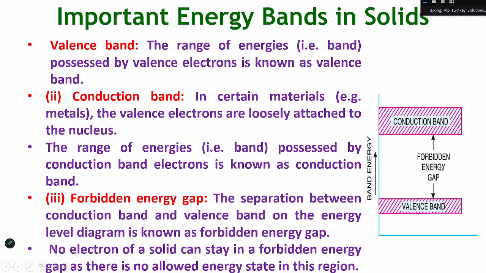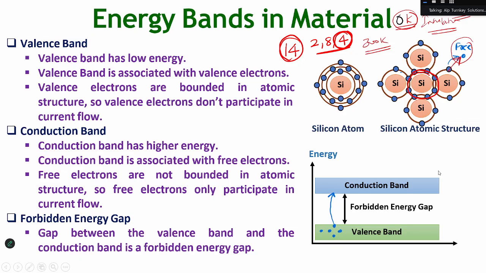If you apply any external supply or heat, the electron will be excited from the valence band to the conduction band. When the electron is in the valence band, it is associated with the atomic structure. When it is in the conduction band, it is no longer associated with the atomic structure, and electrons will not be available in the forbidden energy gap. That is what we have seen: valence band, conduction band, and forbidden energy gap.